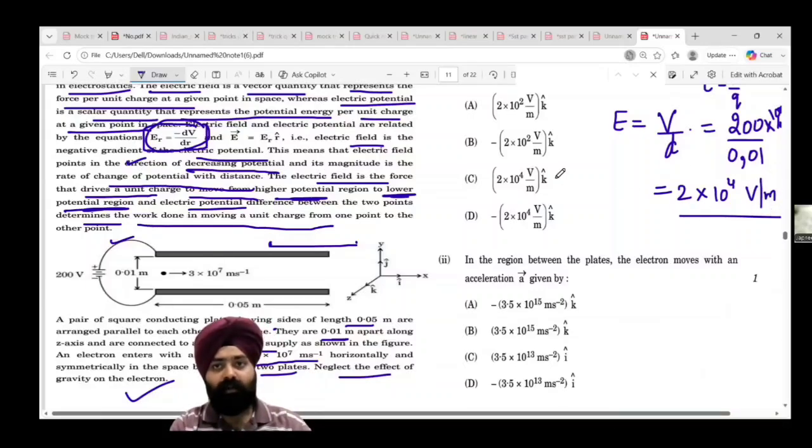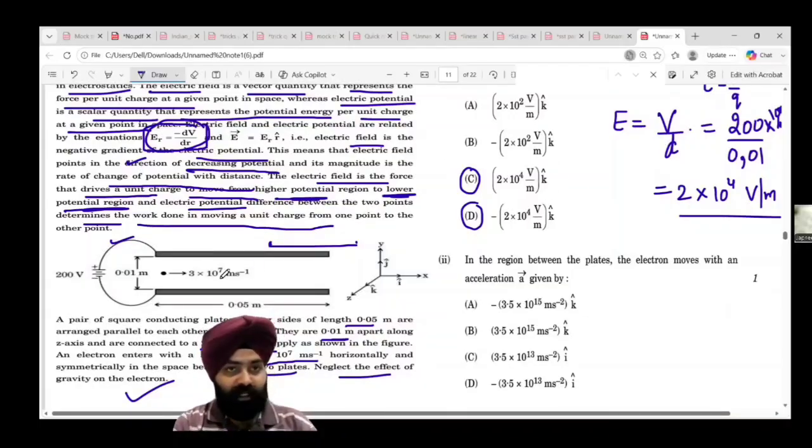Okay. Our option is either this or this. And we have to check whether negative sign will be there or positive sign will be there. We will check now. See, the top plate is connected with the positive terminal, right? And the bottom plate is connected with the negative terminal. See carefully. And electric field lines always point from the higher potential to lower potential, right?